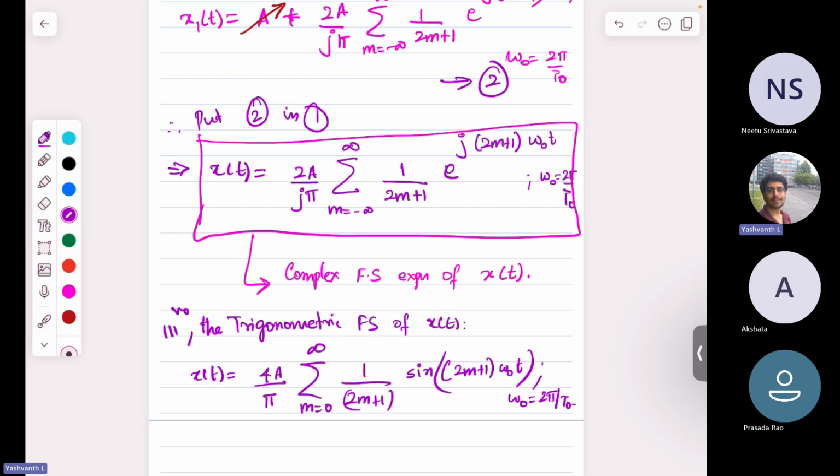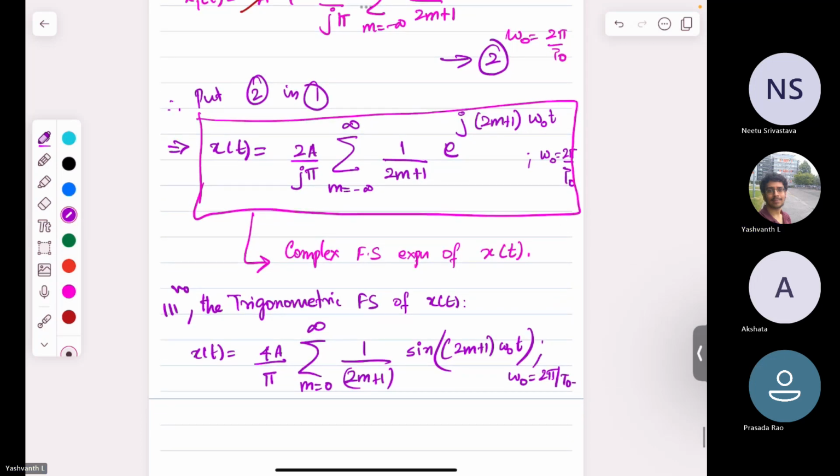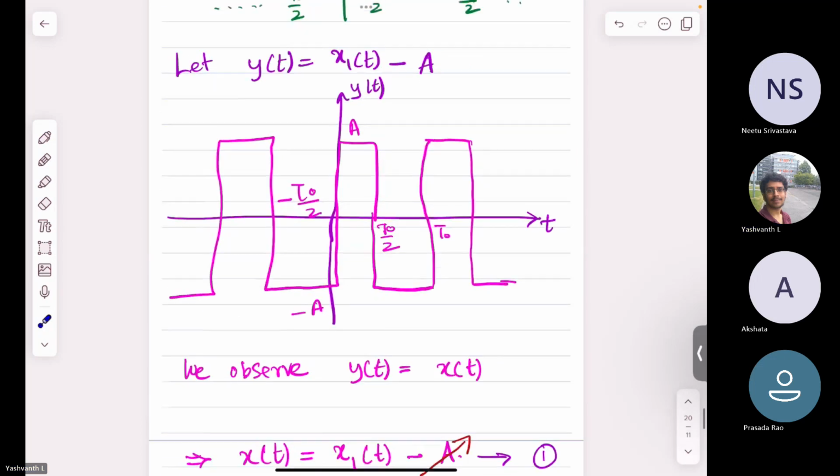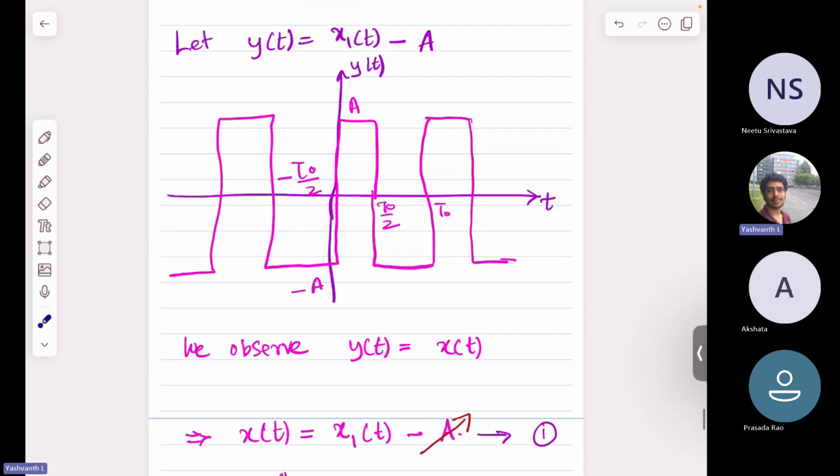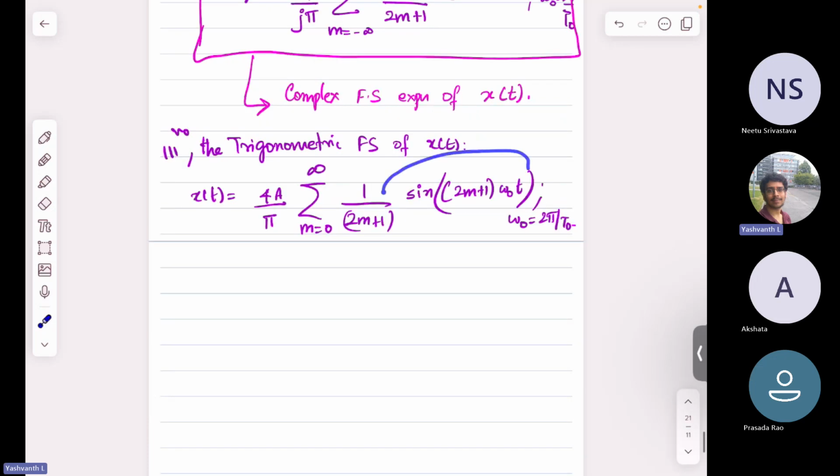Okay, fine. Again, you see you only have sine terms. That's because this is an odd signal. It is not symmetrical about your y axis. It's exactly anti-symmetrical about your y axis. It's an odd signal. That's why it contains only sine terms in the trigonometric expansion. So this is about the third question.